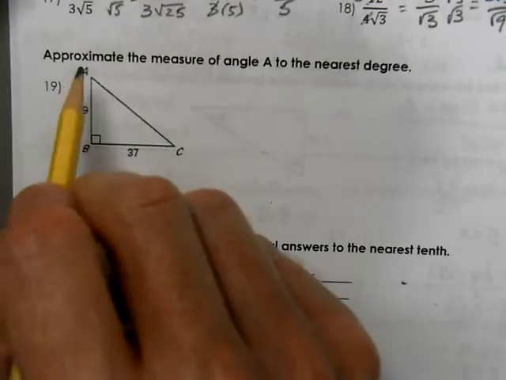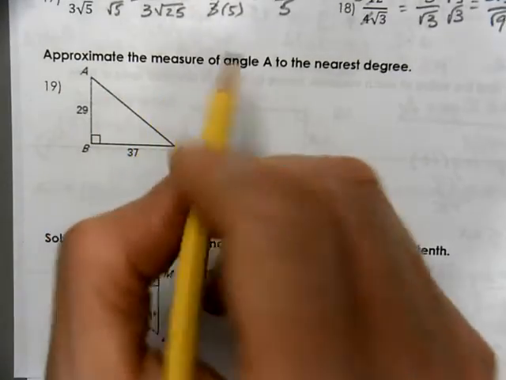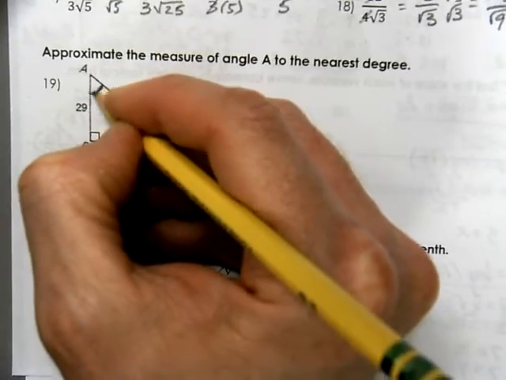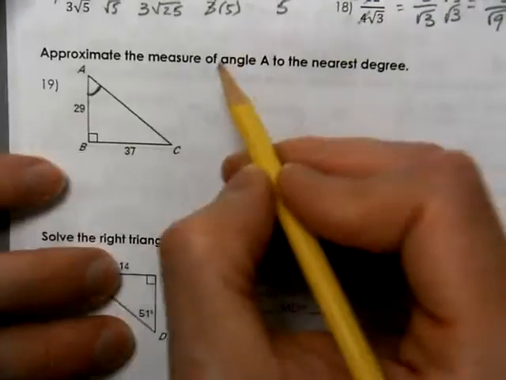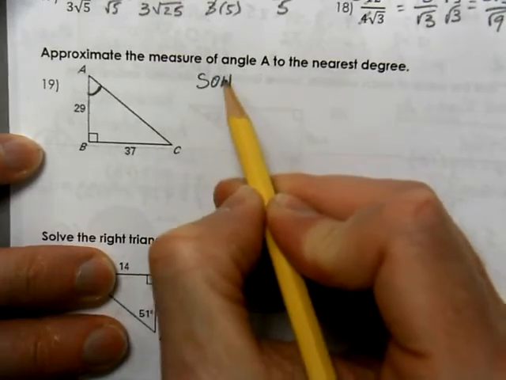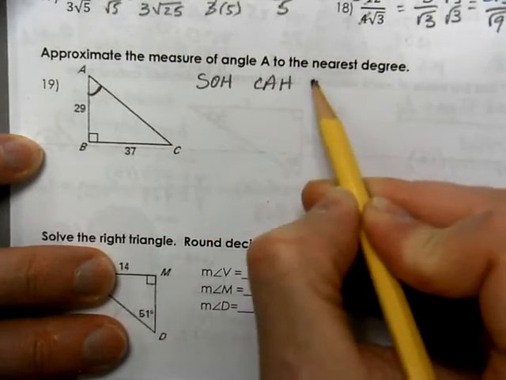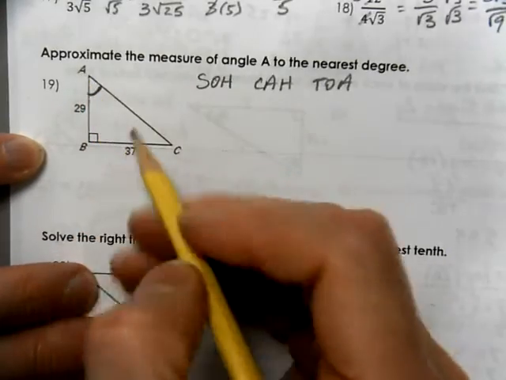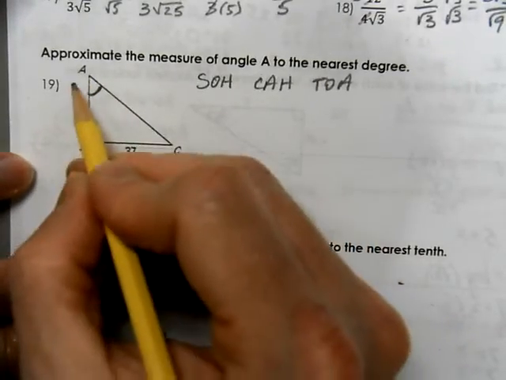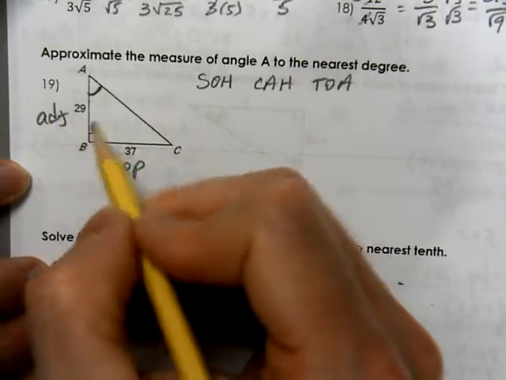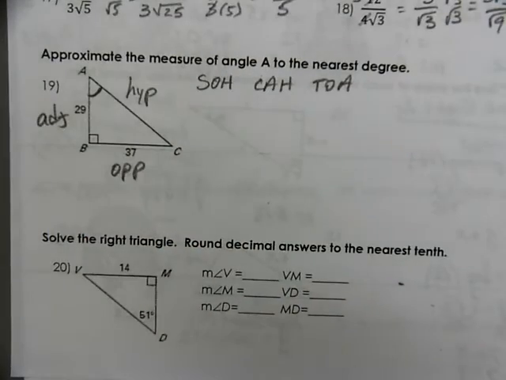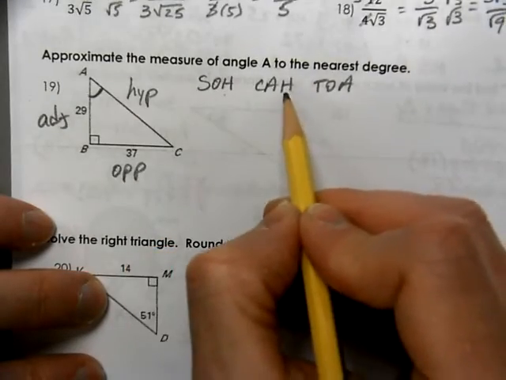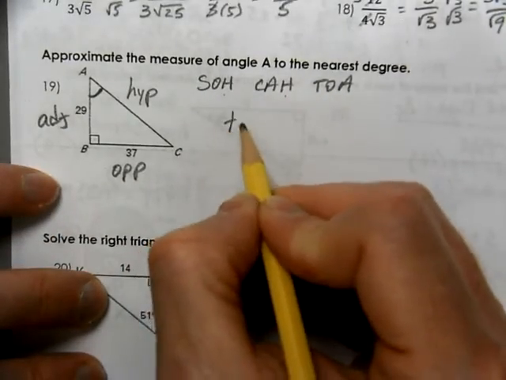Number 19. Approximate the measure of angle A to the nearest degree. What is the measurement of A? Well, if we use SOHCAHTOA, across from A is the opposite side, next to the A is the adjacent side, and of course across from the 90 is the hypotenuse. We're not using the hypotenuse here because we don't have any other numbers. So hypotenuse is needed for both sine and cosine, so of course I'm using tangent.